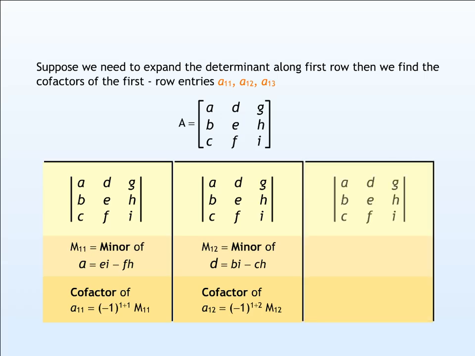And finally, the minor of first row third element G is M13, which is equal to BF minus CE. And the corresponding cofactor of G is equal to minus 1 to the power of 1 plus 3 multiplied by M13.